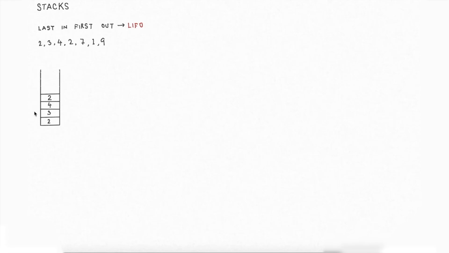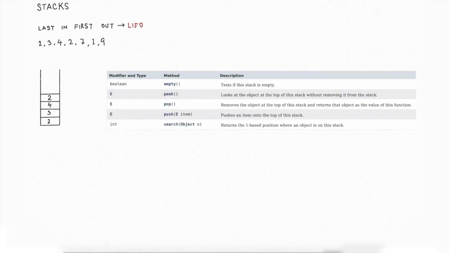The first element that got into the stack went to the very bottom, then the next element, and then the next element. And so the very last element that got into the stack would be retrieved first when we use the pop command. These are the methods that we can access if we create an instance of the stack class. The empty method will test if the stack is empty. It returns either a true or a false.